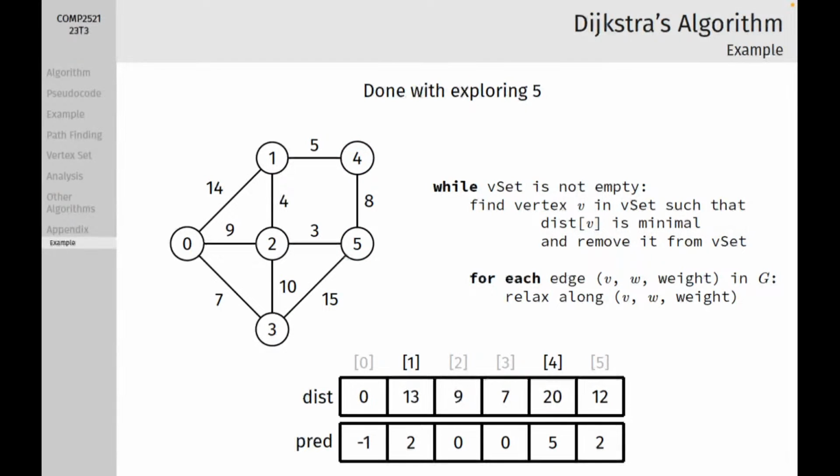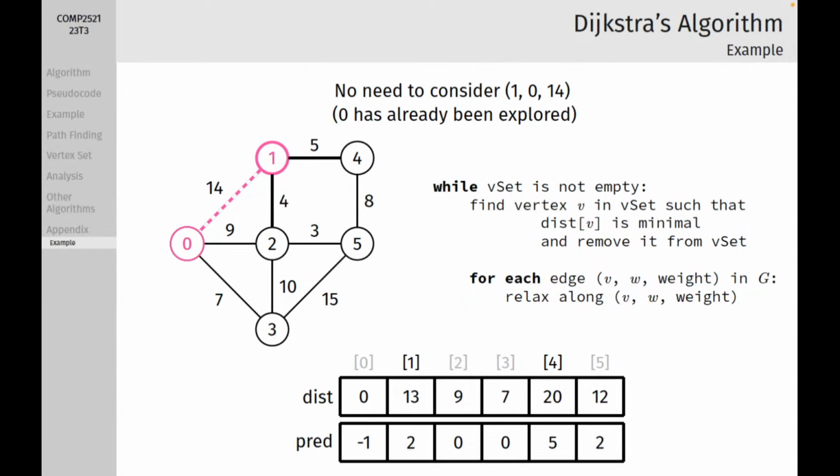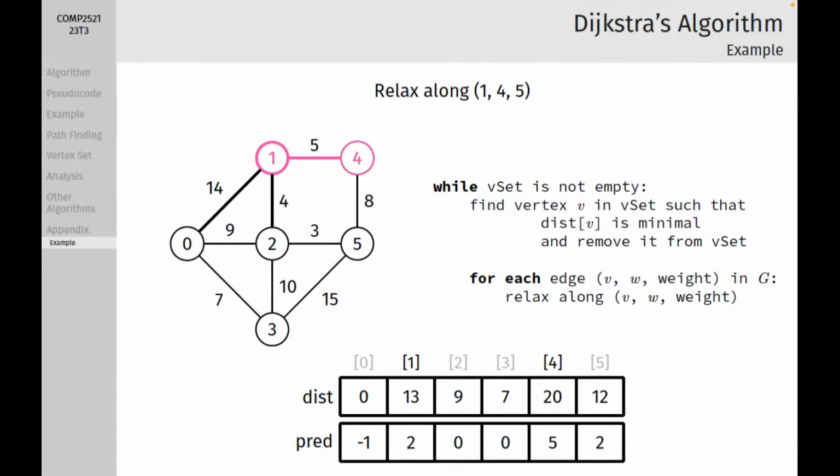All right, and now we're done with exploring 5. Next, we have only 1 and 4 left. So since 1 has the smaller distance, we remove 1. And now we explore its edges. 1 has an edge to 0, but since 0 has already been explored, we skip it, and same for 2. And now 1 has an edge to 4 of weight 5.